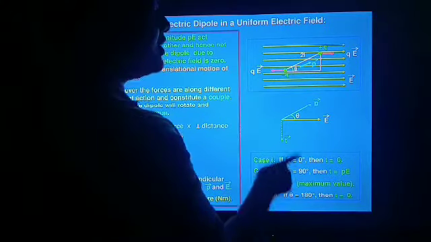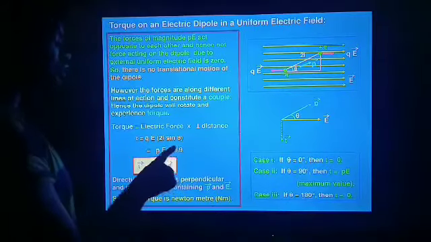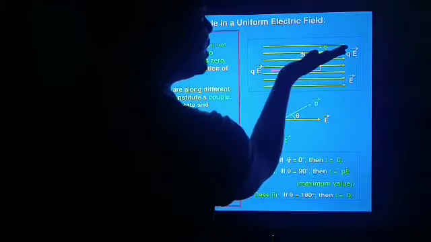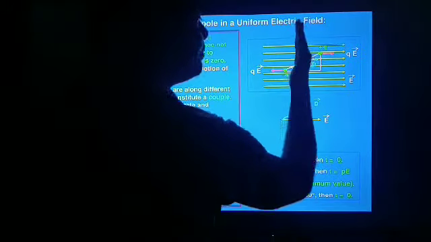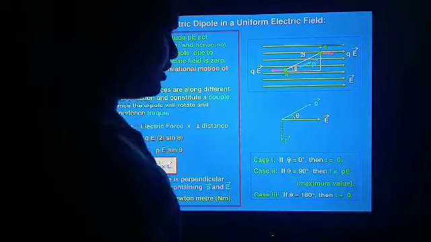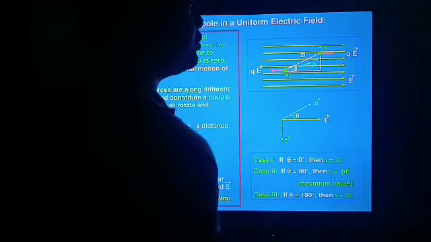These are the special cases when the torque is minimum, maximum and zero. Case 1, if theta is 0, then the torque will be 0, because sine 0 is equal to 0. Case 2, if theta is 90, meaning the dipole is kept perpendicular, then the torque tau is equal to PE, which is the maximum value. Case 3, if theta is equal to 180, then tau will be 0.